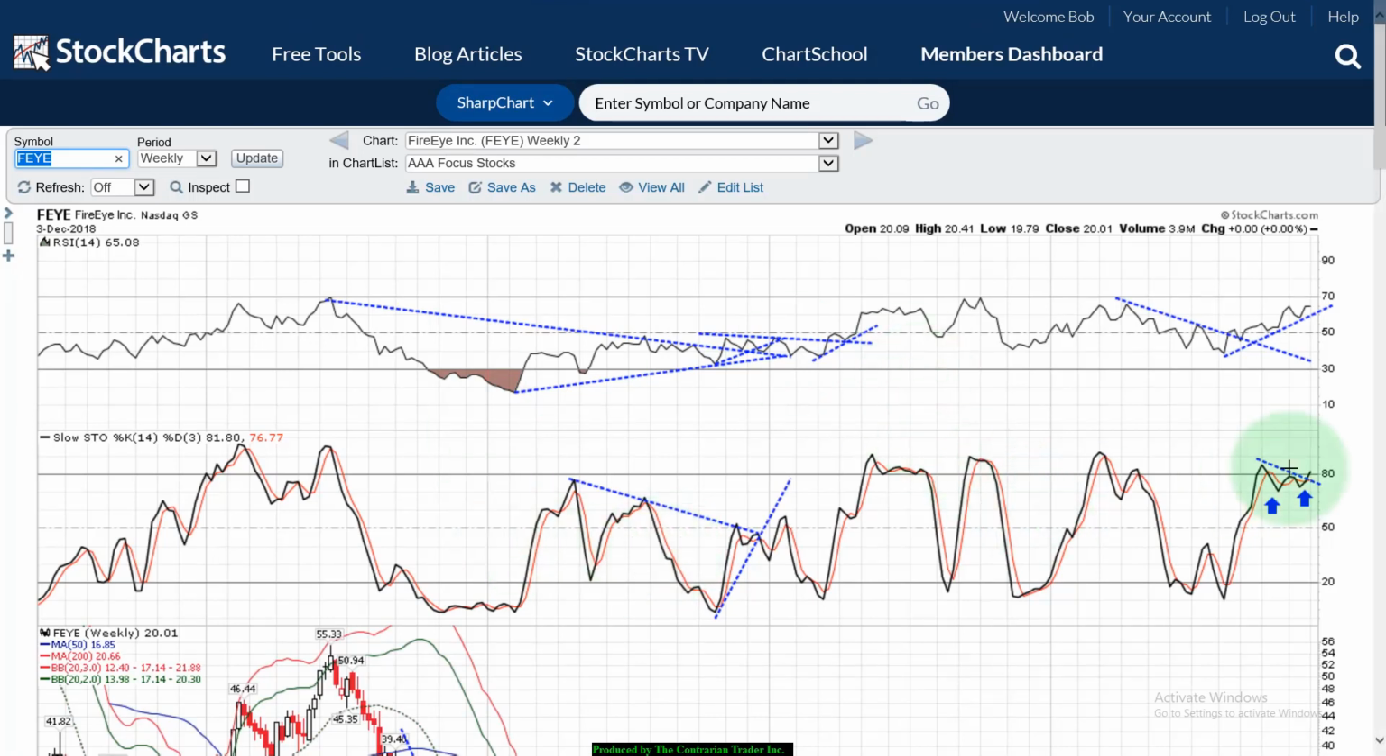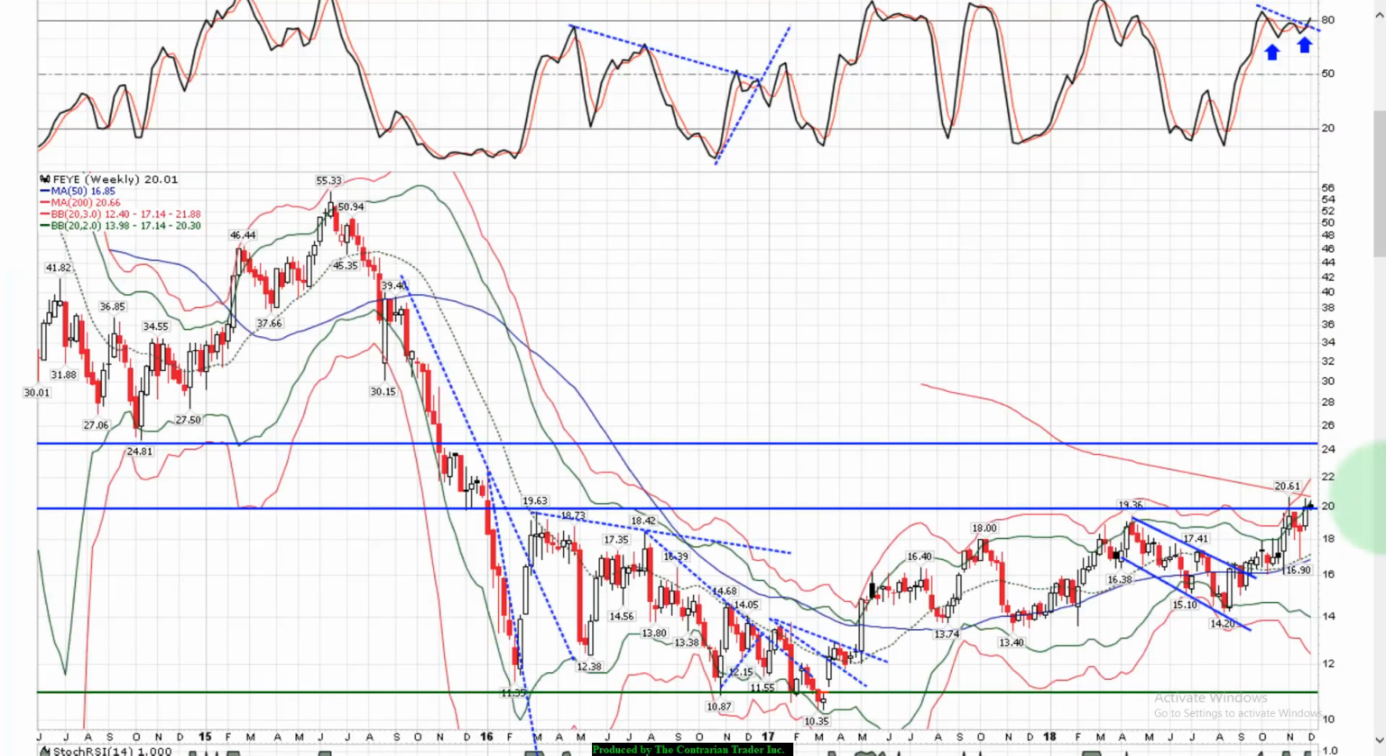FEYE, this is another one I spoke about over the weekend. Weekly chart. We are breaking out on stochastics. We have a beautiful W formation forming. We have broken out this week. The question is, do we hold it? I discussed the daily chart with members on Market Wrap last night. So members, go check out Market Wrap. I discussed this in greater detail.